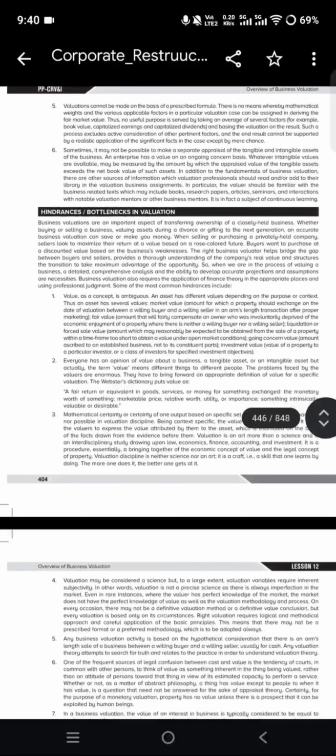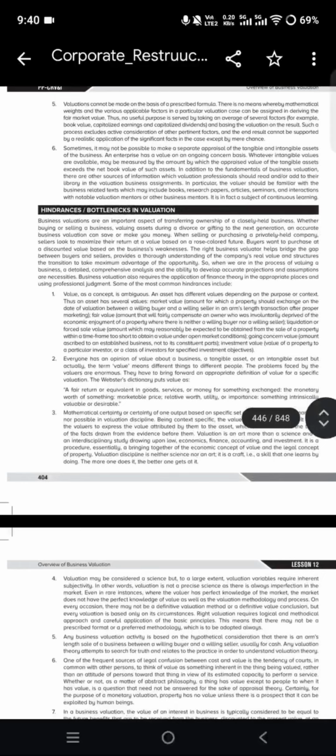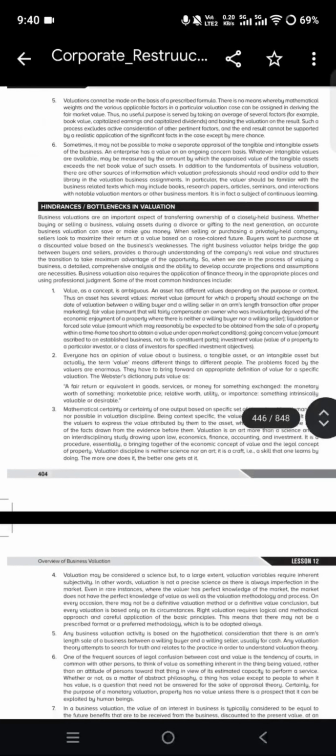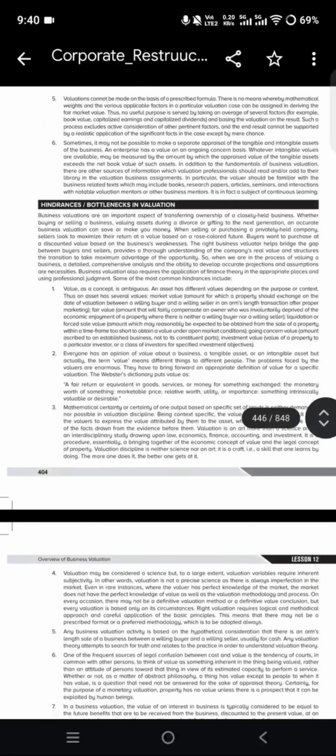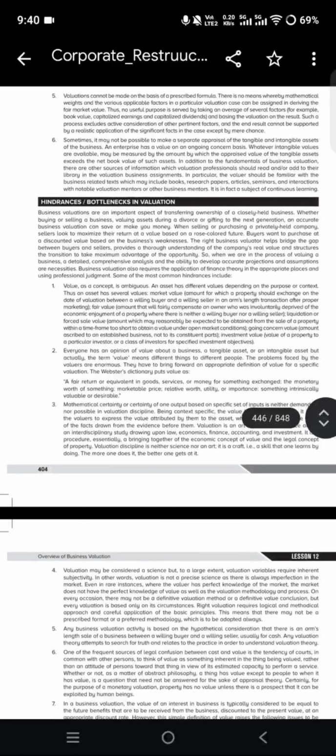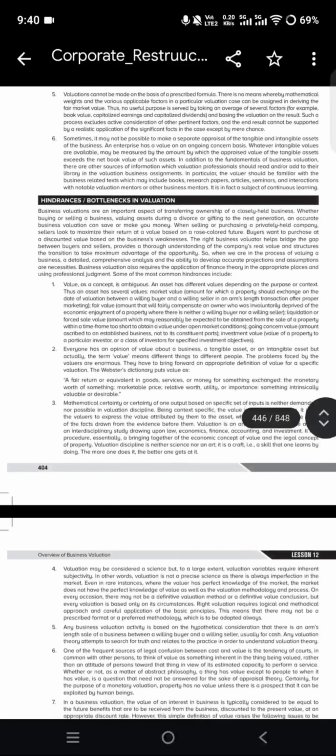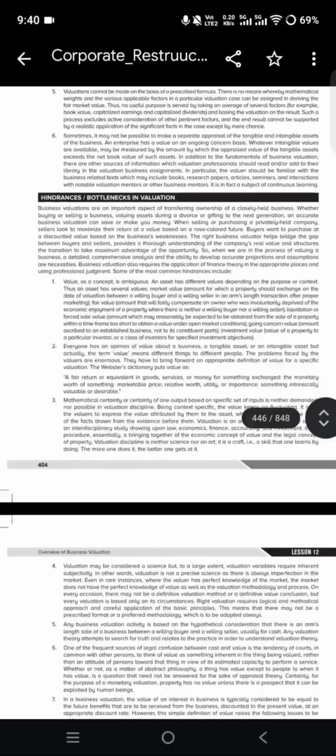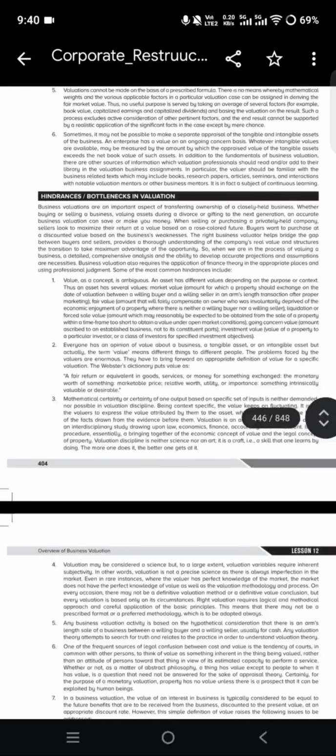Valuation varies from person to person, that is sensitivity analysis. Finalize the valuation report, a comprehensive valuation report summarizing the analysis. Review and validation, present the findings to the relevant parties and update the valuation periodically.